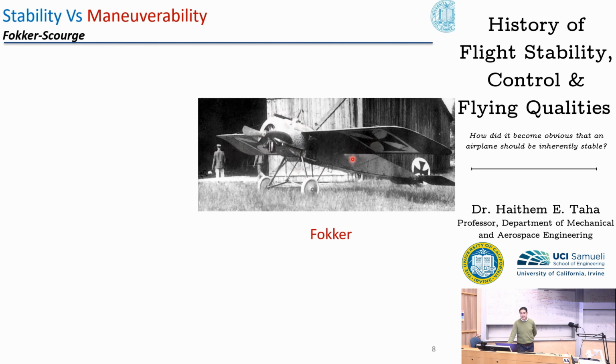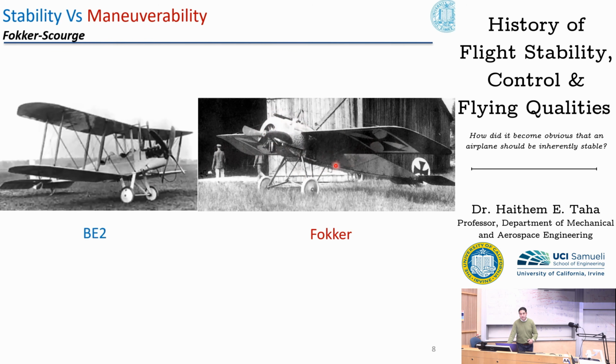So it was less stable but more maneuverable in comparison to the British biplane, the highly stable BE-2. So during summer 1915, there was high air superiority of the Fokker airplane in comparison to the British airplanes, leading to the loss of many airplanes and many lives, unfortunately.